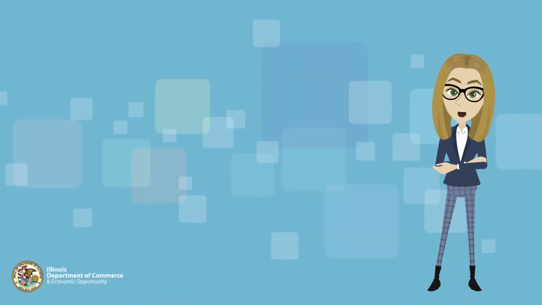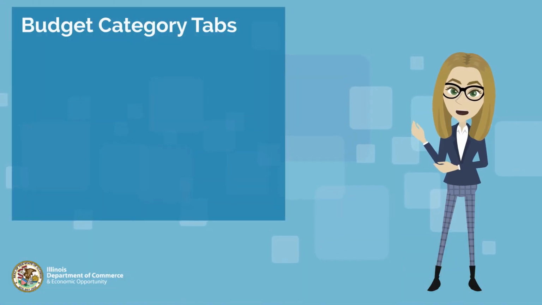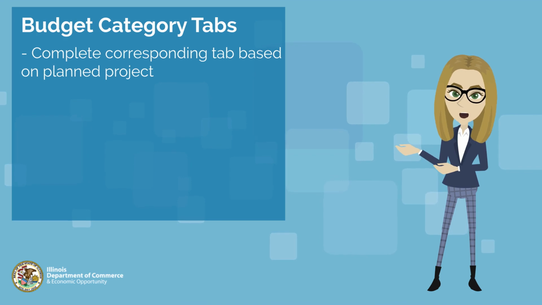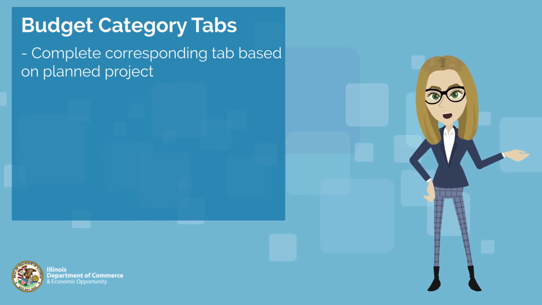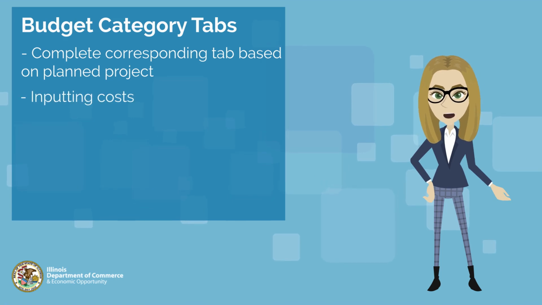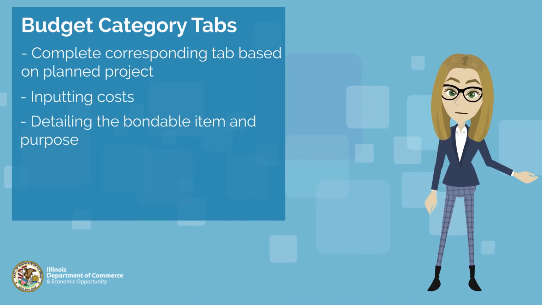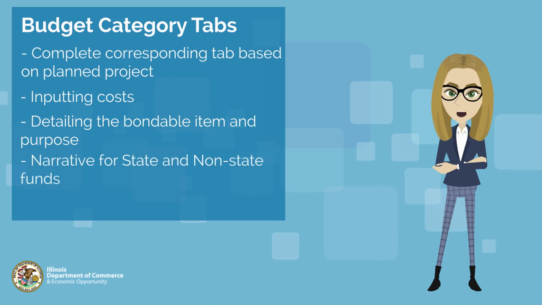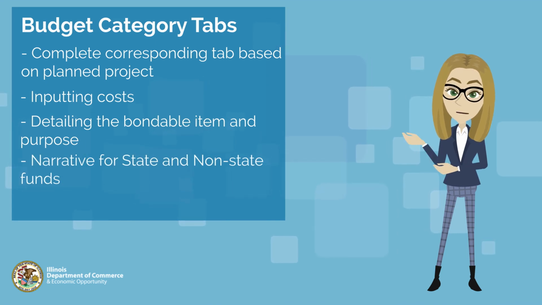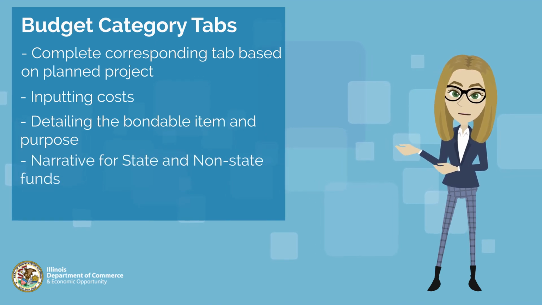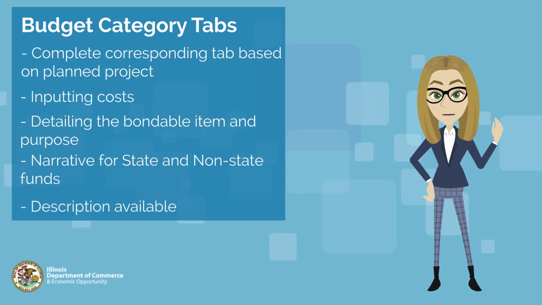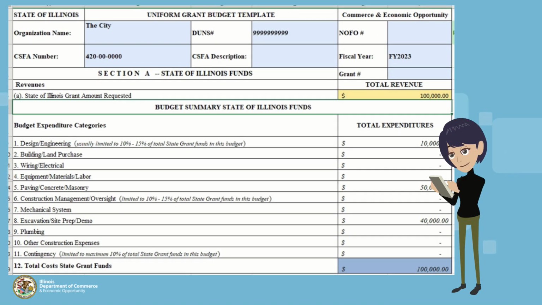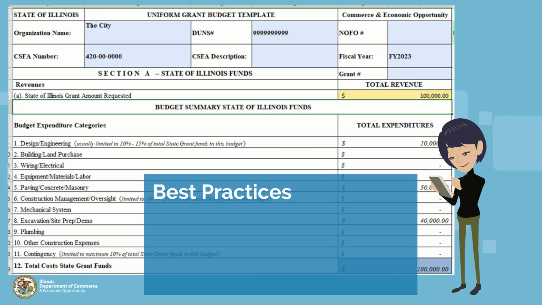Now we will look at each of the budget category tabs. Grantees will complete the corresponding tab within the budget based on their planned capital project. Each budget tab involves inputting costs, detailing what the bondable item is and purpose, as well as a narrative for state funds and a narrative for non-state funds. At the top of each budget category, a description is given to help grantees identify what costs to allocate to each budget category. Now we will input costs and examples into the spreadsheet to showcase the best practices for completion.